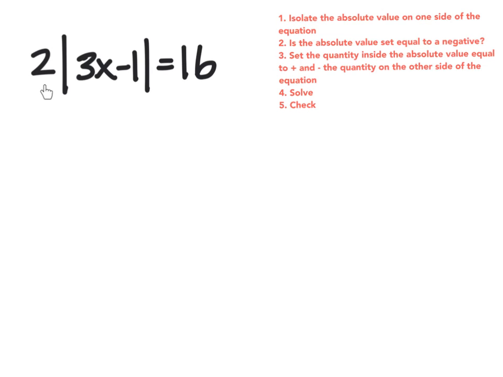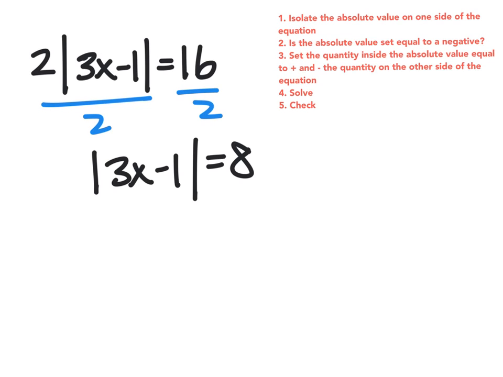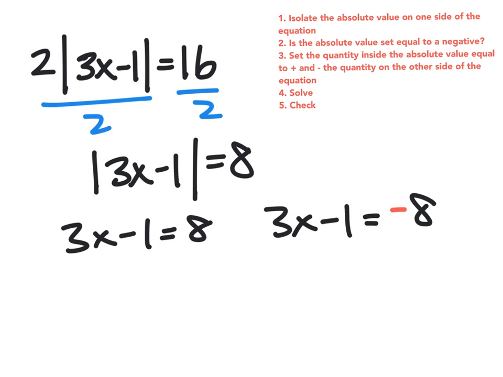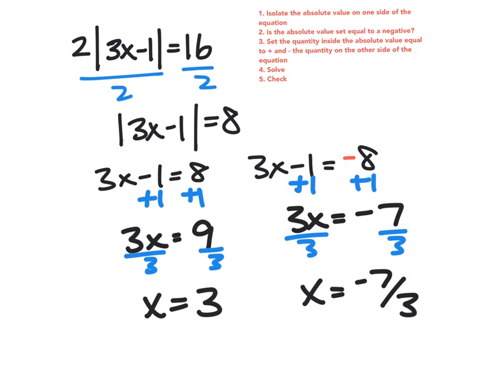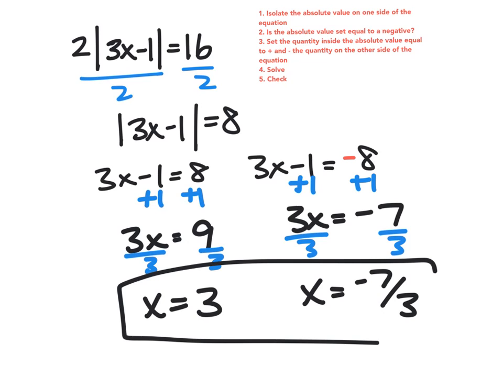This time we have a 2 out here on the outside of the absolute value, but I need to get this thing by itself first. So I'm going to start by dividing both sides by 2. All right? Now that I've got the absolute value by itself and it's set equal to a positive, I can continue just by setting it equal to both positive and negative 8. All right, solve. You're more than welcome to pause the video to go through these steps, but it was just the same steps that we used in the previous equation. And we ended up at x equals 3 and negative 7/3. Your job would now be to check, but I'll assure you these are the answers.